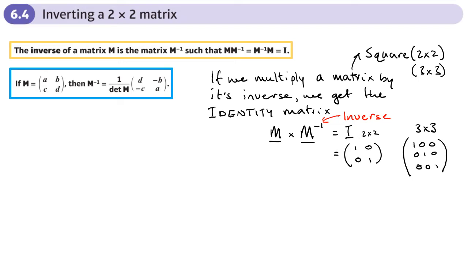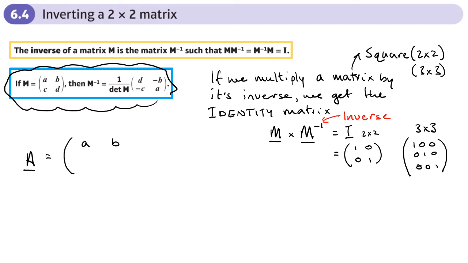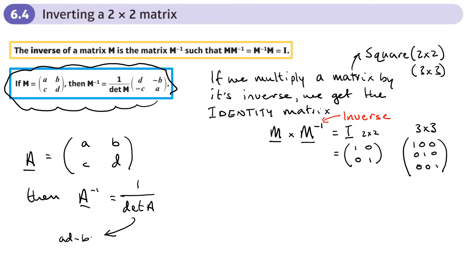Okay, now how do we find the inverse? Well, it's up here, so let me just go through this. If we've got a matrix A with the elements A, B, C and D, and I want to find its inverse, A to the -1, we do 1 over the determinant. Now remember how we find the determinant of a matrix? That is AD minus BC, from the previous section, and we multiply that by something done to the elements of the original matrix.